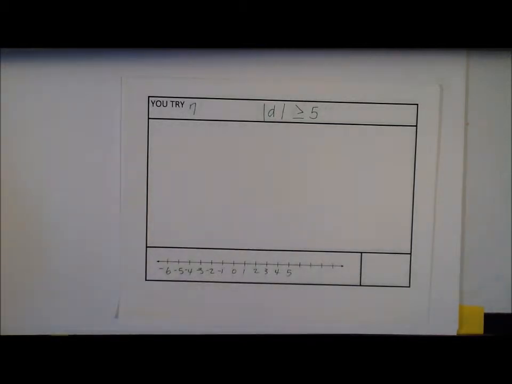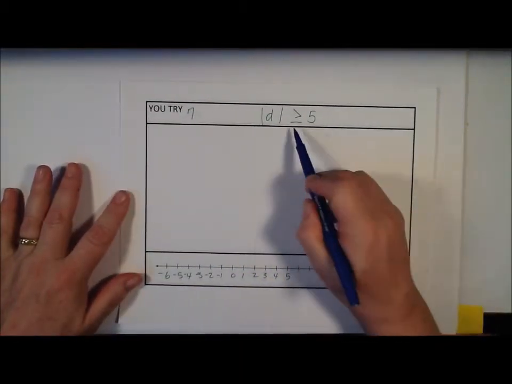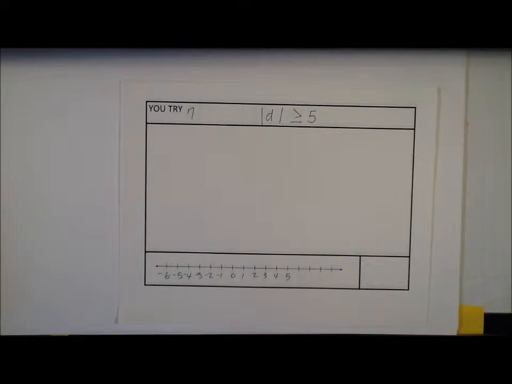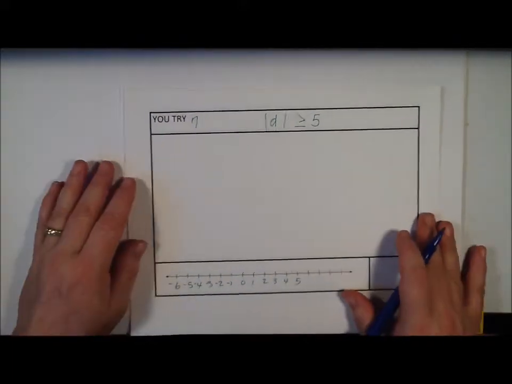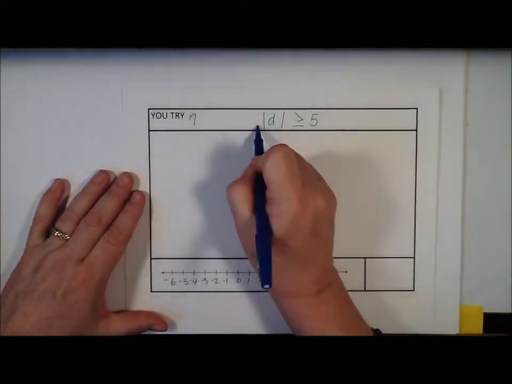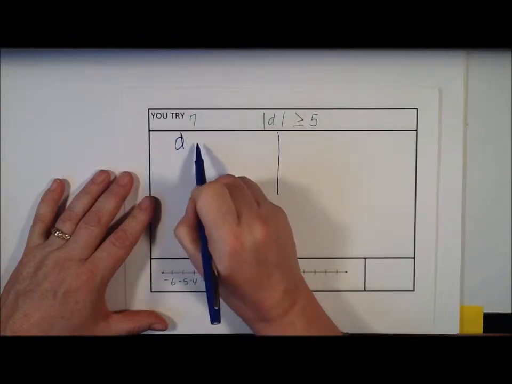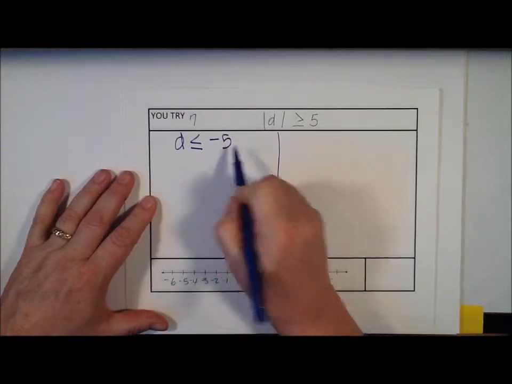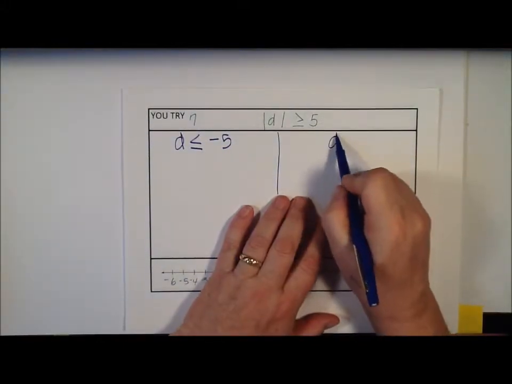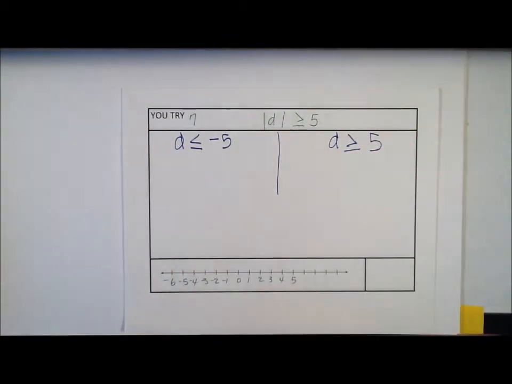So here's prep packet number 7. You try. We're going to do this. This is the absolute value of d is greater than or equal to 5. So I'm going to set this up. I'm not even going to do a practice setup number line. We're just going to jump right in. On this side, I have d is flip flip, less than or equal to negative 5. And on this side I have d is greater than or equal to positive 5. Because remember, it looks like that.